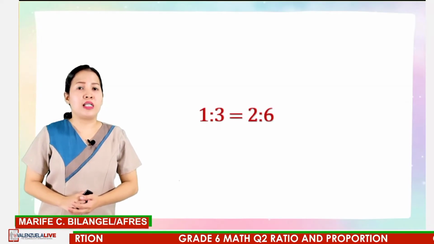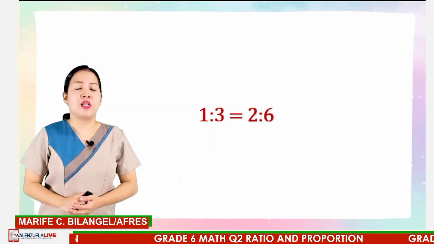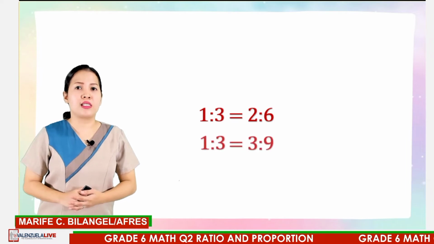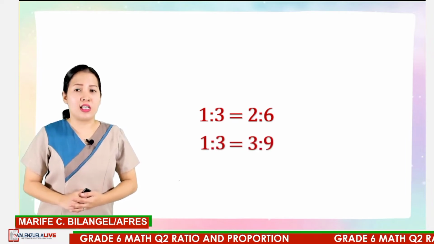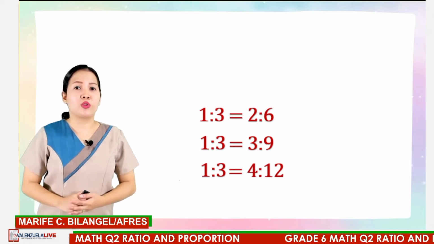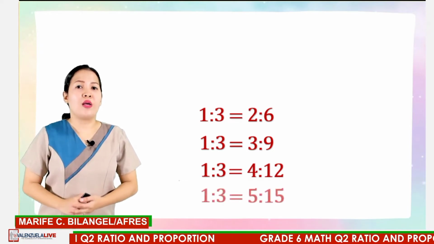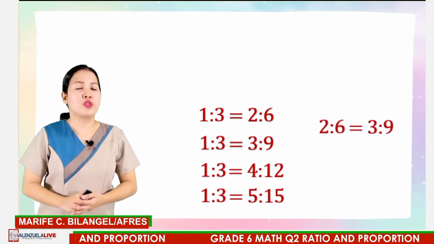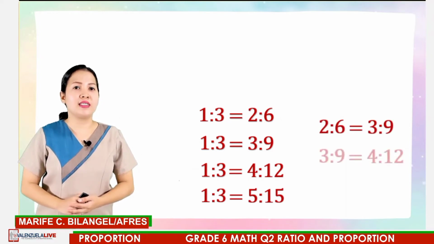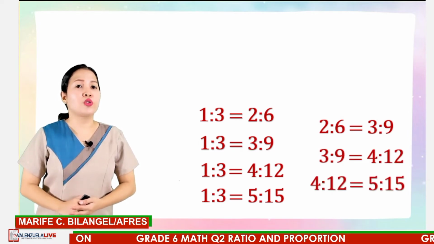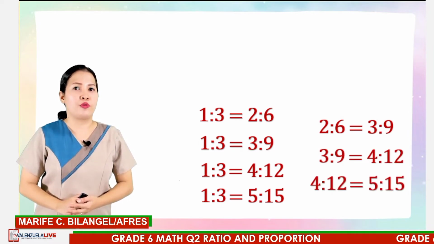1 to 3 is equal to 2 to 6. So we can say that 1 to 3 is equal to 2 to 6. 1 to 3 is equal to 3 to 9. 1 to 3 is equal to 4 to 12. 1 to 3 is equal to 5 to 15. 2 to 6 is equal to 3 to 9. 3 to 9 is equal to 4 to 12. And 4 to 12 is equal to 5 to 15.